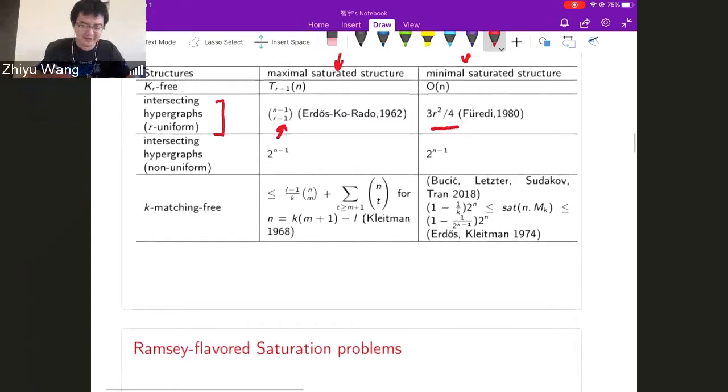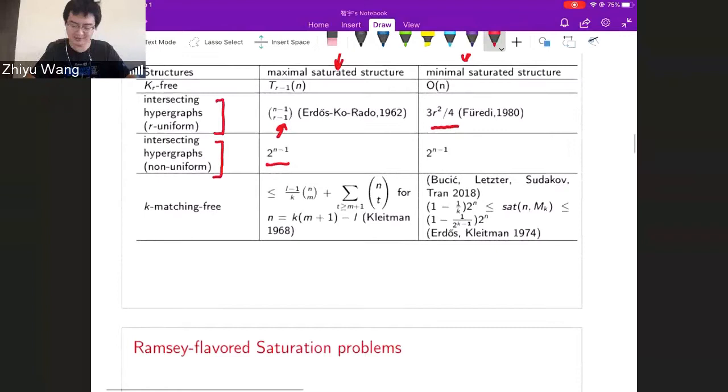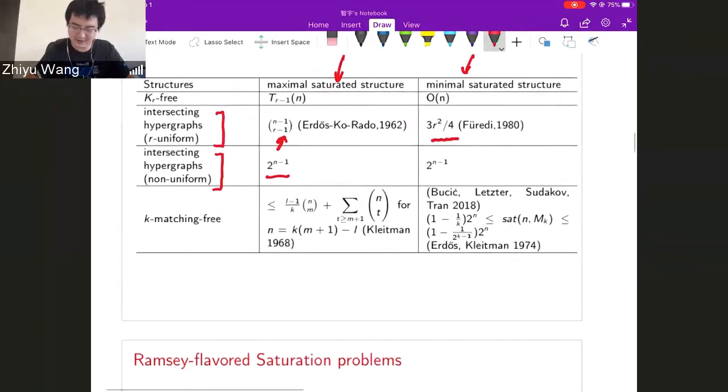And then if we remove the restriction that this is an r-uniform hypergraph, and we look at a set system instead, the extremal structure is 2 to the n minus 1. It is easy to see that you still have a single vertex, and then you take all the sets containing that element. And for the saturation number, in that case, this is the same as the extremal number. It is quite easy to show why this is true.